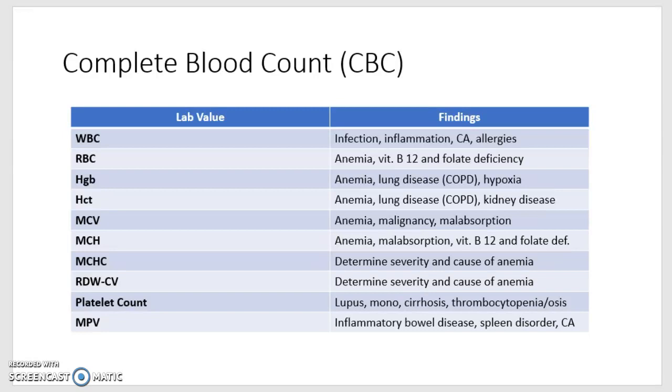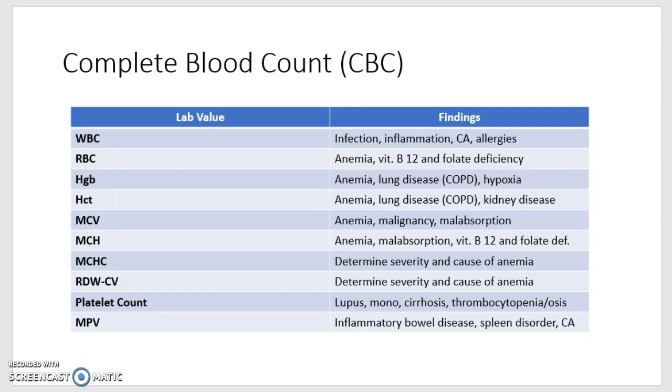Red blood cells, all kinds of anemias that can be distinguished based on either high or low value. The hemoglobin, we can actually look at various lung diseases like COPD, emphysema, hypoxia, and again, anemias. The crit, again, anemias and other lung diseases, and even kidney disease, because we know that erythropoietin is created by the kidney. And if the kidney is damaged, that erythropoietin is not going to be excreted as it should. And the erythropoietin is what stimulates the bone marrow to produce more cells.